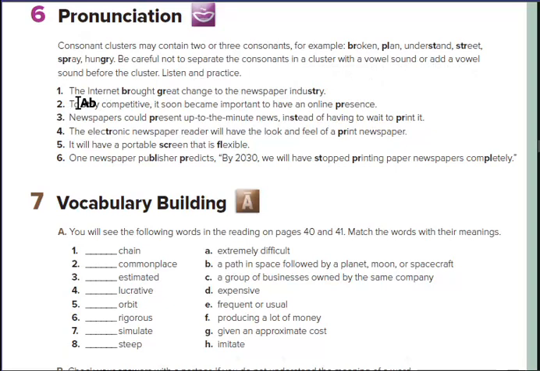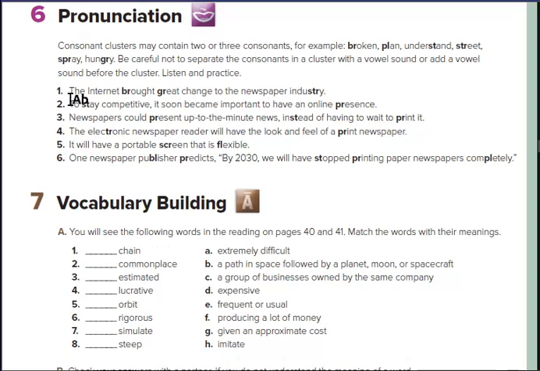1. The internet brought great change to the newspaper industry. 2. To stay competitive, it soon became important to have an online presence. 3. Newspapers could present up-to-the-minute news instead of having to wait to print it. 4. The electronic newspaper reader will have the look and feel of a print newspaper. 5. It will have a portable screen that is flexible. 6. One newspaper publisher predicts, by 2030, we will have stopped printing paper newspapers completely.